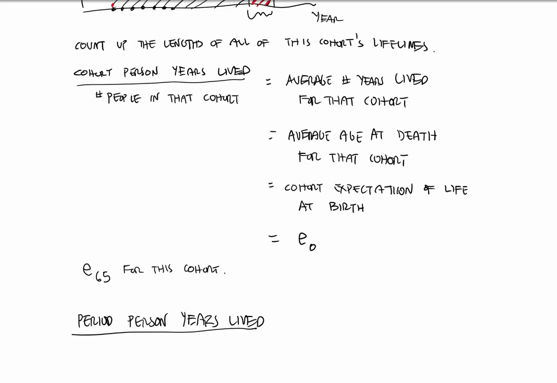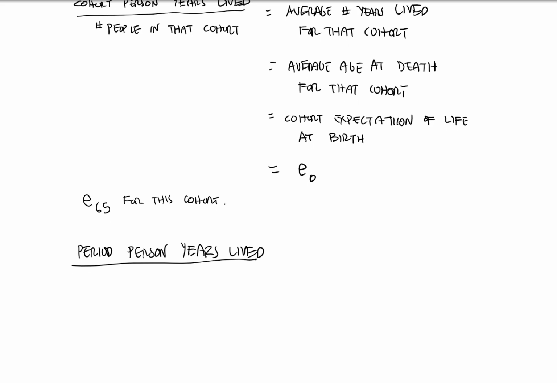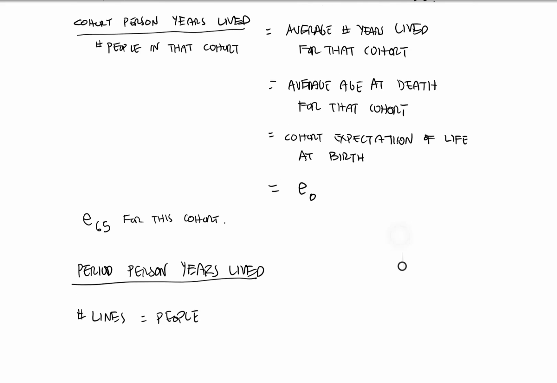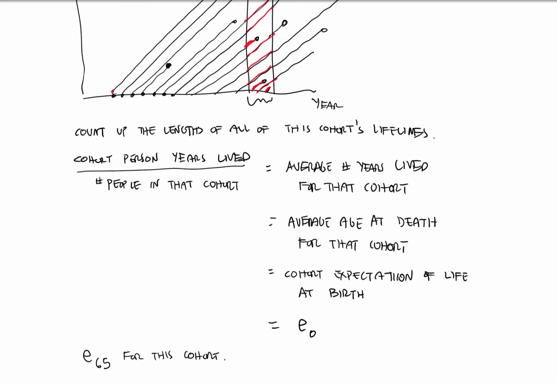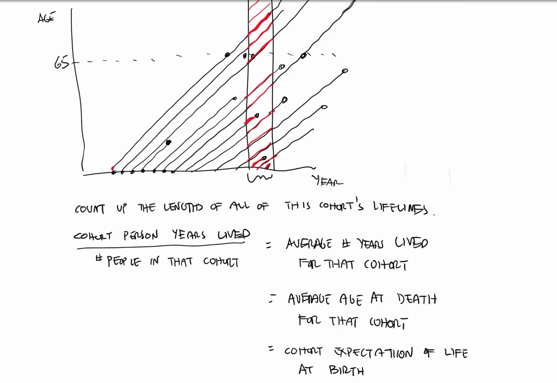Now, how many lines were there? The number of lines that went through that period is going to be the population in that period, the number of people who lived during that period. The number of lines is the number of people. And we can calculate the total number of person years lived, just like we did for the cohort, except we're doing it for a vertical strip.